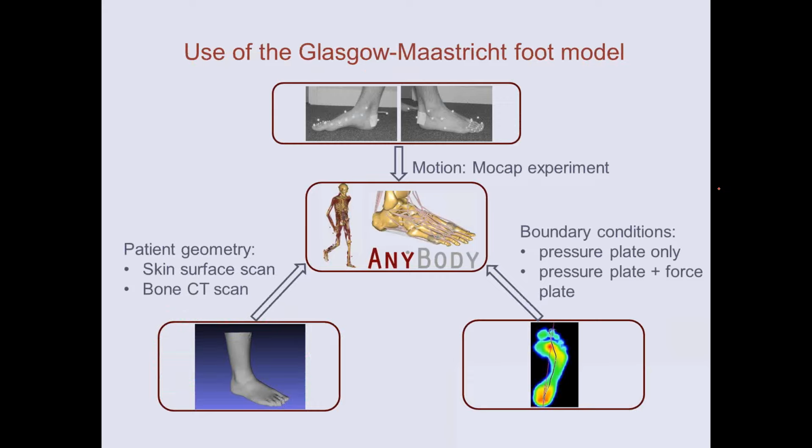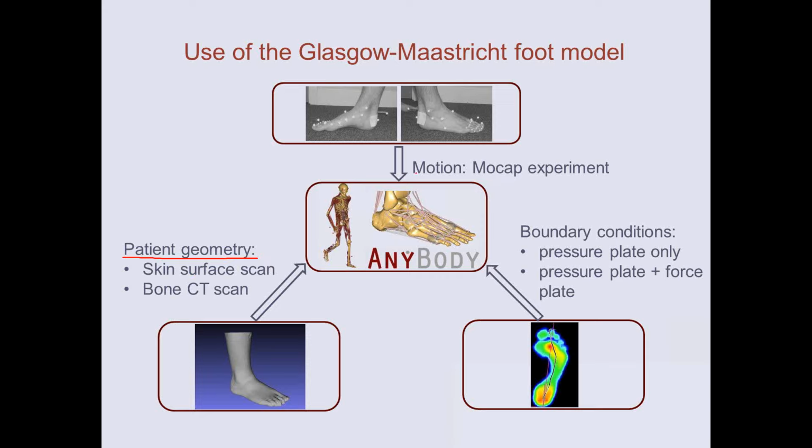So that was really like the model alone, and now we will see what we need to use the model. So you can see on this workflow chart we need basically 3 things, 3 steps. First we need some patient geometry. So this is to scale the model to the patient we want to study. In the case of the foot, we need either a CT scan of the bones or a scan of the surface of the skin, which is probably easier.